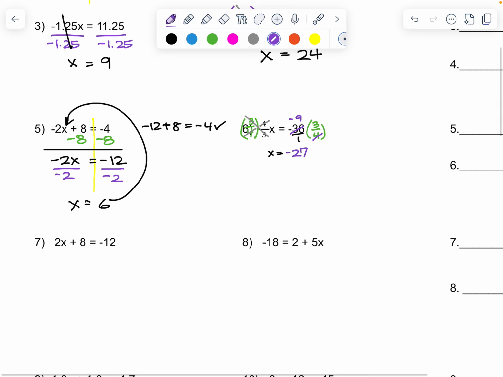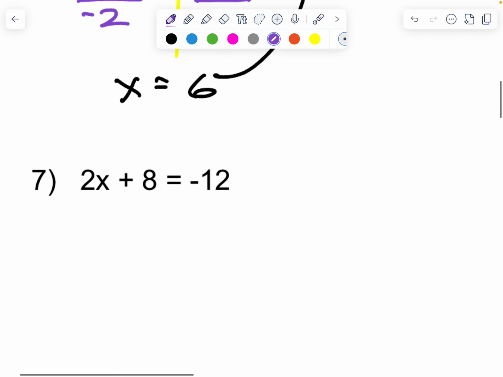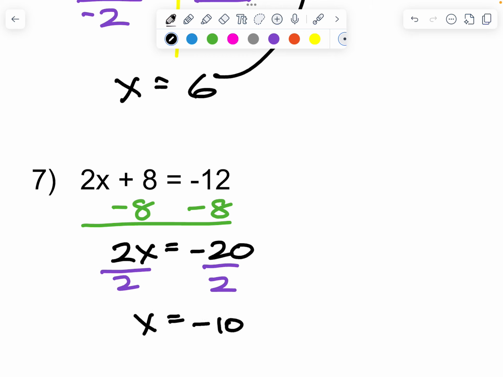All right, let's go on to number 7. We're going to take away, look at that, it's almost the same as number 5. Let's do this. Minus 8, minus 8. 2x equals negative 20. I'm going to divide by 2, divide by 2. X equals negative 10. I can even plug in a negative 10 right here to check my answer.